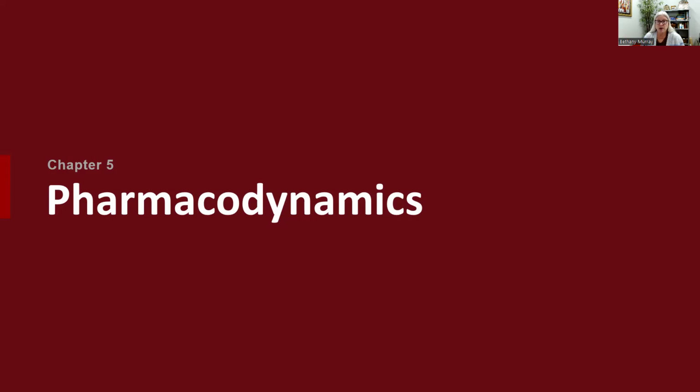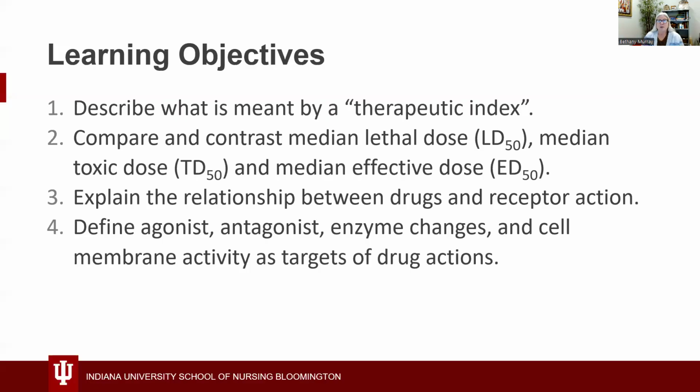So next, we're going to move on to chapter 5, which is pharmacodynamics. So we want to talk about therapeutic index, the difference between a lethal dose, a toxic dose, and an effective dose, the relationship between drugs and receptors, chemical receptors, or receptors at the cell level, and then talk about some of the terminology of how drugs work.